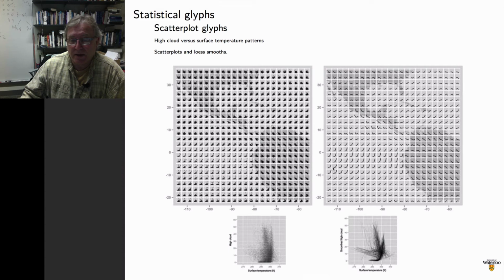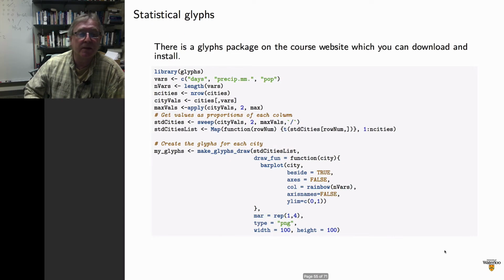So again, the glyph can be anything, and so it can be very rich, containing a lot of statistical information. These are all of the lowess curves on top of each other, so you get some sense of the variation in the lowess curves over the whole map. What we have produced here, student Jiawa Liu and myself, is this package called Glyphs. It's not yet on CRAN, but it's available on the course website. It needs to be cleaned up a bit to be on CRAN, but you can install it as a package.